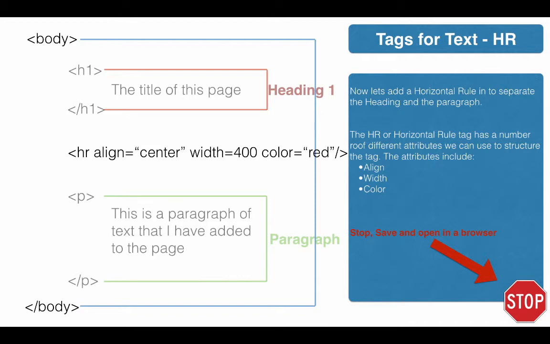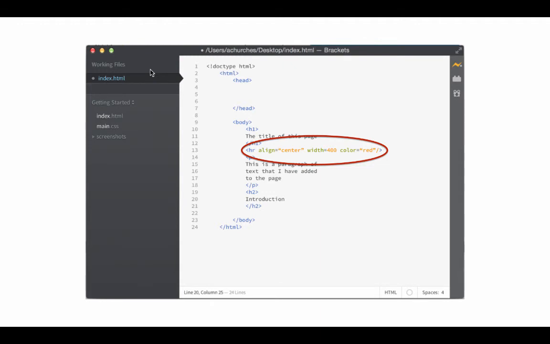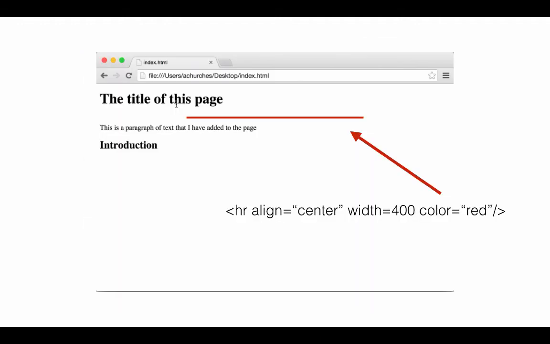Horizontal rule uses 3 attributes. There is the align attribute, which has the value of center. It could also be left, right, or justified. We have the width attribute, which says how wide the horizontal line is going to be. And we have the color attribute that tells us the color value of the line. Please note the spelling is the American style spelling. Add this in and then have a look at that as well.